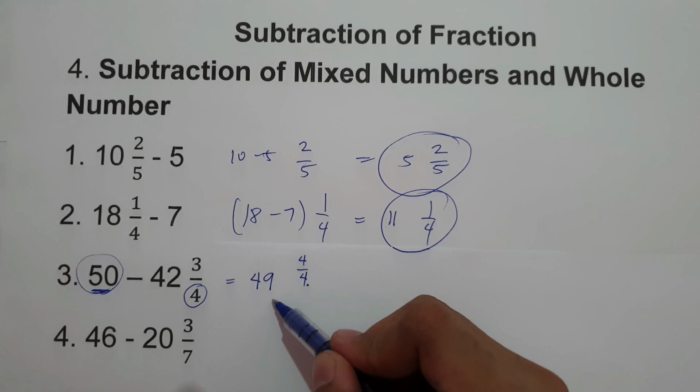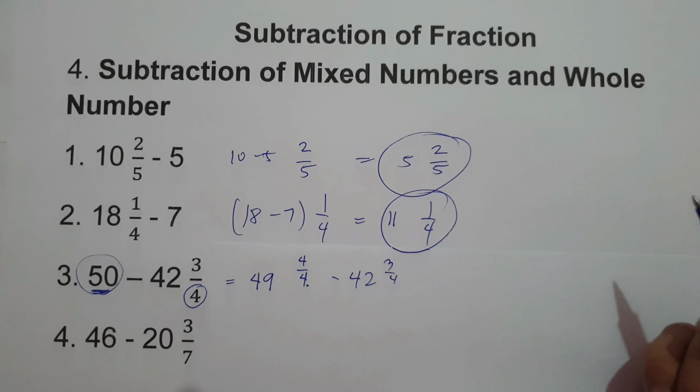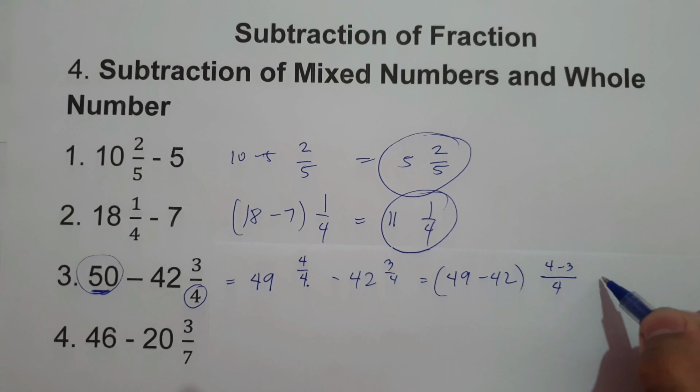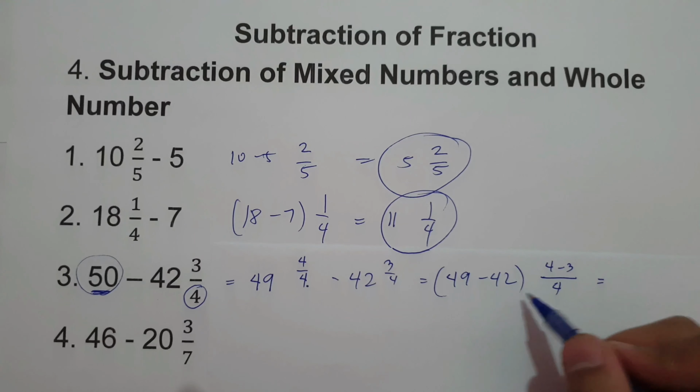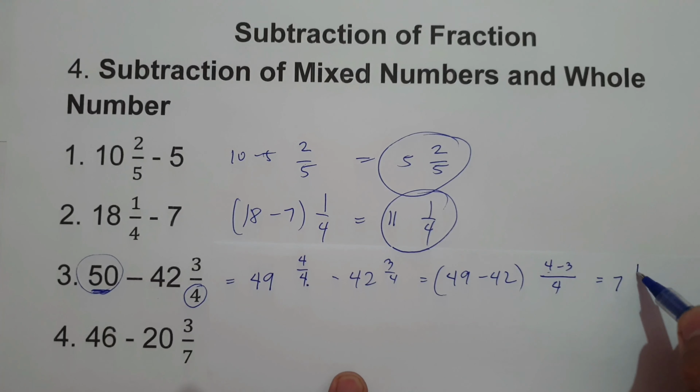Therefore, 49 and 4 over 4 minus 42 and 3/4. We can simply subtract 49 minus 42 and then copy the denominator, 4 minus 3. So the answer here, 49 minus 42 is 7, 4 minus 3 is 1 over 4. So the answer is 7 and 1/4.